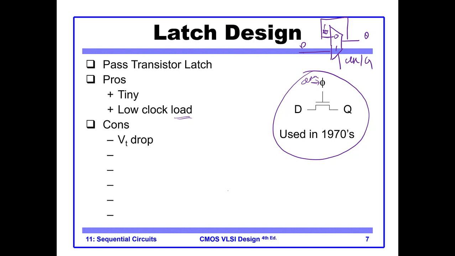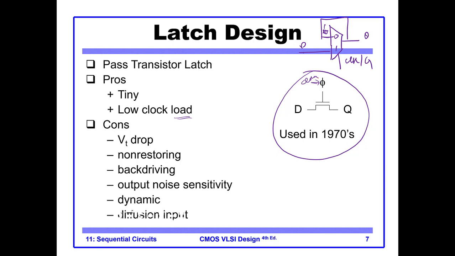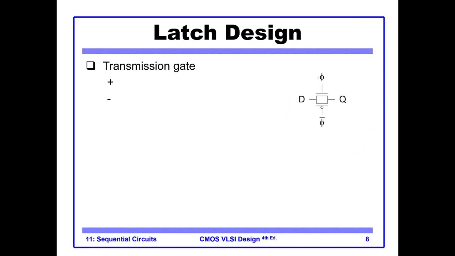You know that NMOS cannot strongly pass a 1, so there is a threshold drop. There is the fact that it is non-restoring. There is also the noise from the output that can affect the input. So backdriving, output noise sensitivity, it is dynamic, and there are diffusion capacitances. So these are disadvantages.